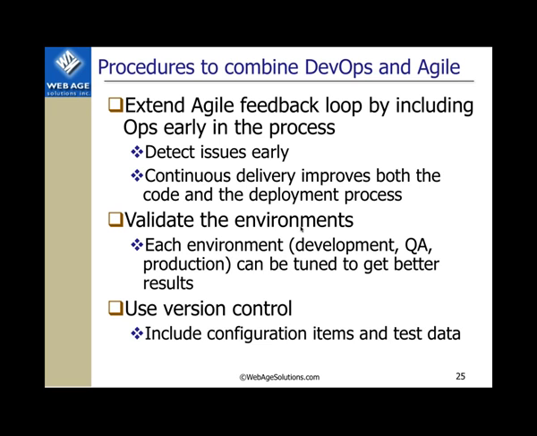Okay. So just to return to the slide. One of the practices is to make sure that the environments have a high degree of correspondence between them and they're validated. And one of the ways that we can leverage Agile and DevOps together is by using DevOps practices around automation of provisioning in the Agile environment as well. And then the last practice that we'll talk about is the use of version control.